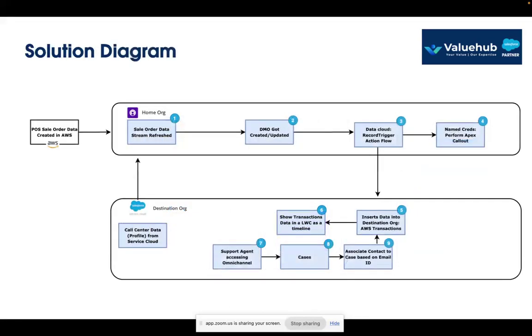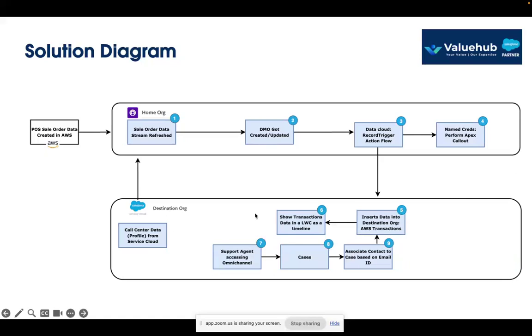With the solution, data is inserted from AWS, the data stream is refreshed, and the DMOs get updated. We leverage the Data Cloud record trigger flows and perform a callout using query APIs. Then we insert the data into the AWS transactions custom table, and we show the transactions in an LWC grid component as a timeline.